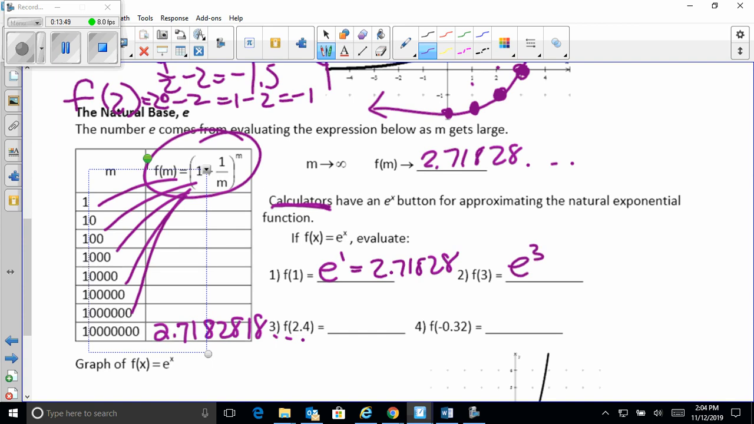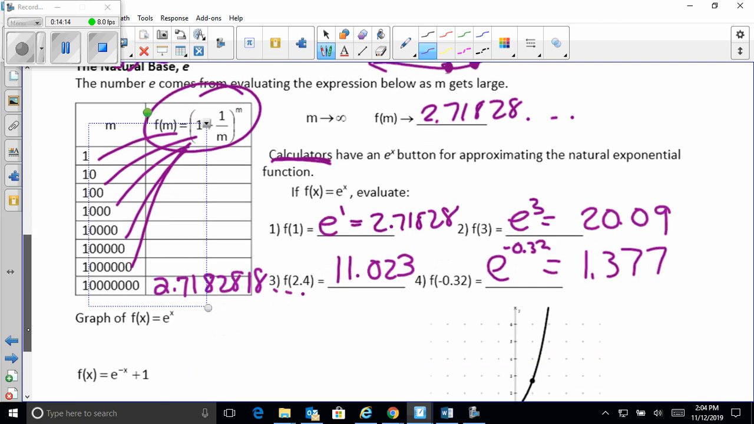E to the 3 is, plug that into your calculator. I'm going to round it, 20.09. E to the 2.4, 11.023. And just plug it into your calculator. And this one, e to the negative 0.32, would be 1.37.